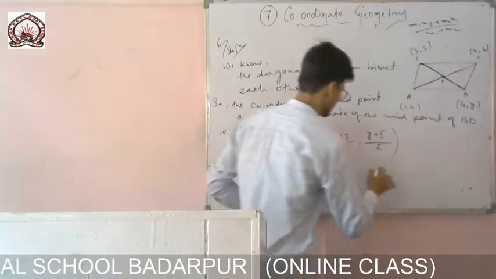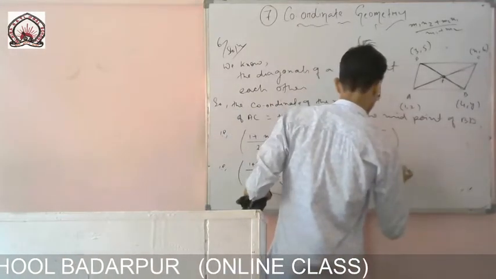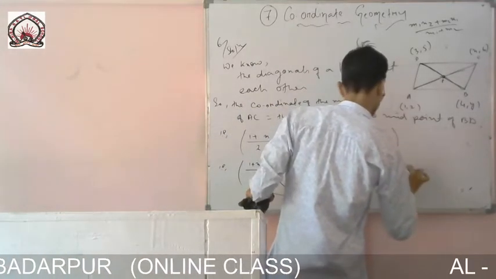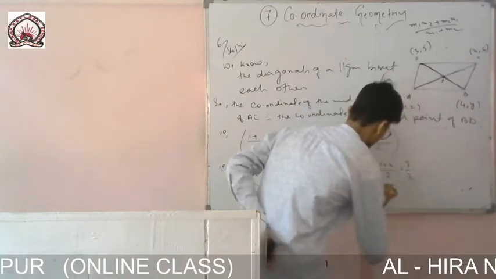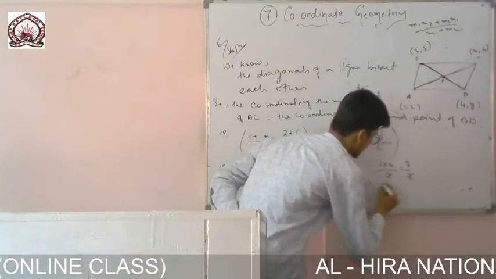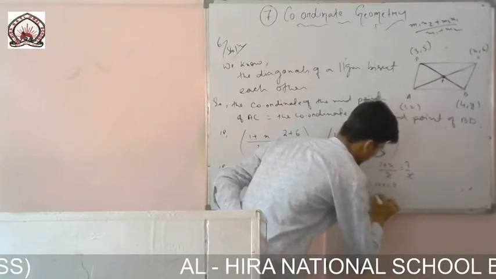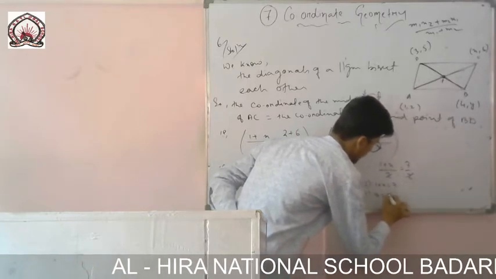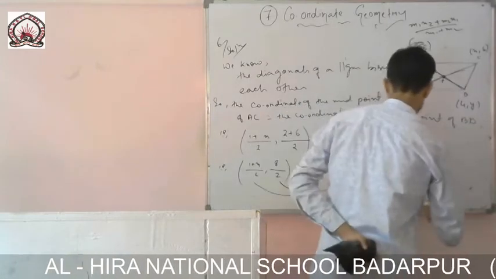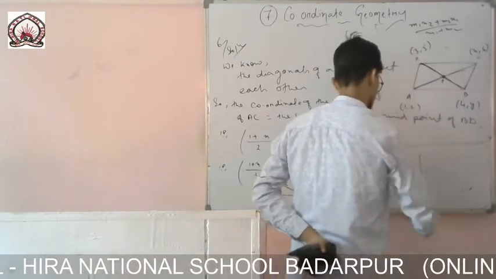So I can write, therefore, (1 plus x) by 2 will be equal to 7 by 2. The 2 cancels, so 1 plus x equals 7. So x will be equal to 7 minus 1, that is 6.